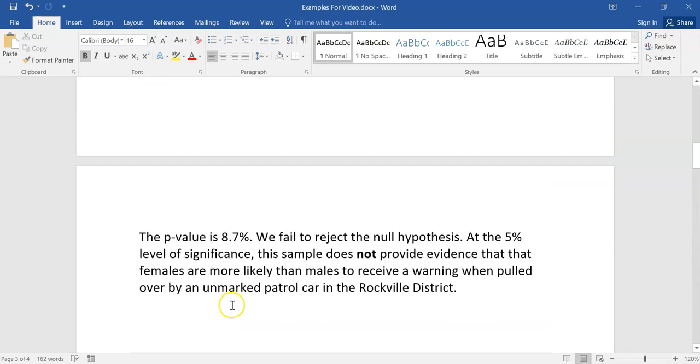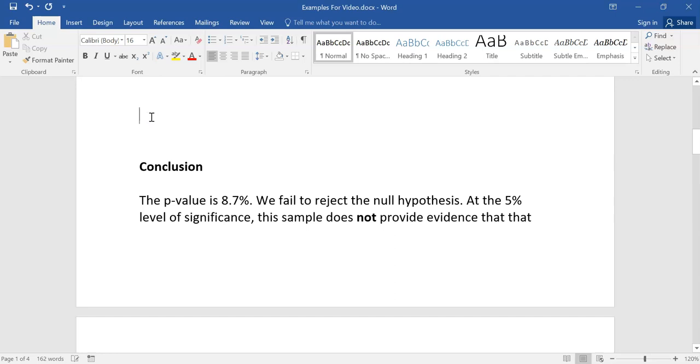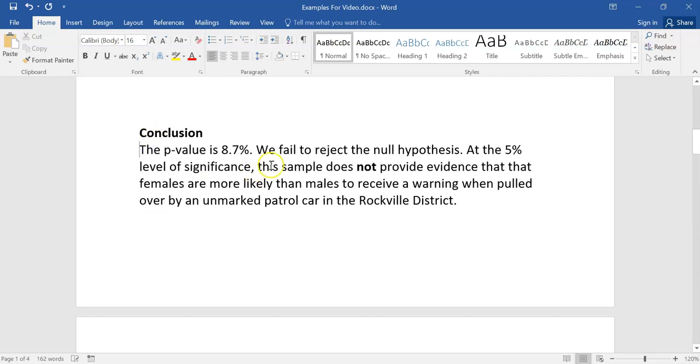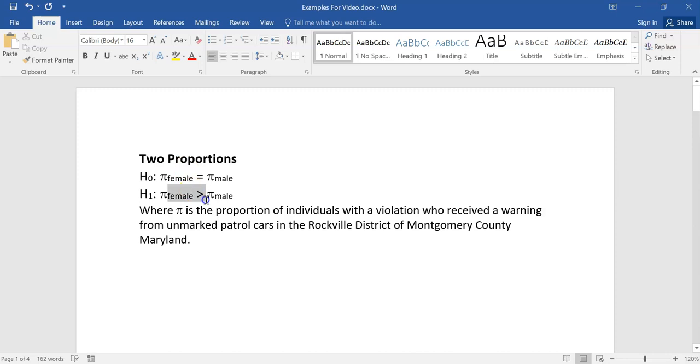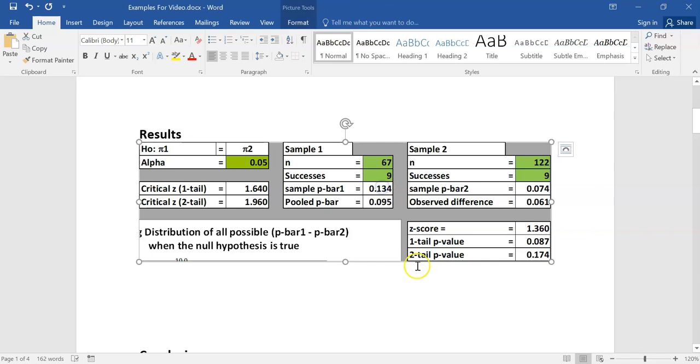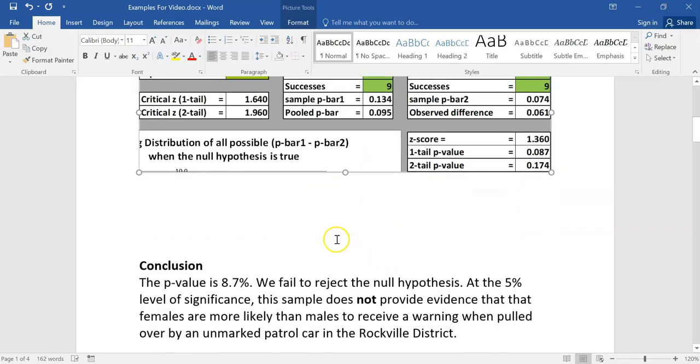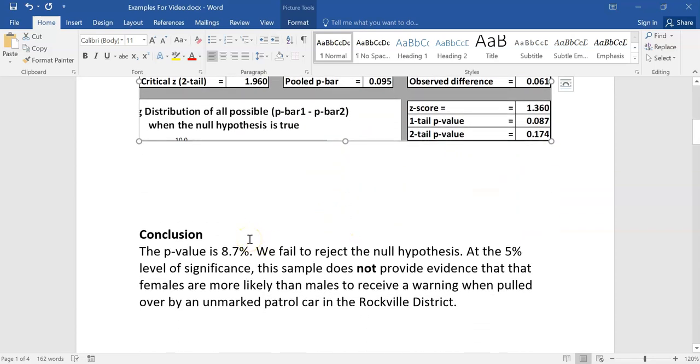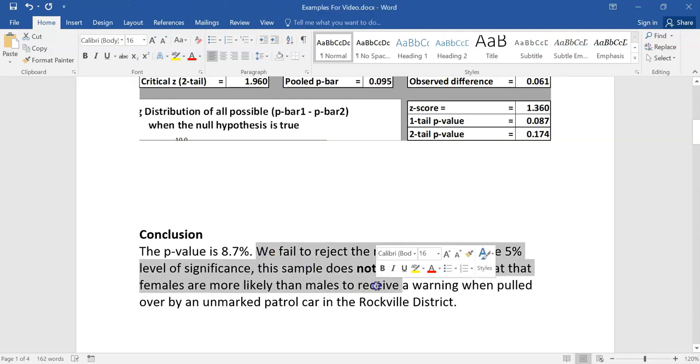And we got two different conclusions. One of these was a fail to reject. We failed to reject a claim that women were more likely to get a warning, although in our sample, the percentage of women getting a warning was 13% versus 7.5% for the men. That wasn't enough to be statistically significant. We said, there's an 8.7% chance that we would randomly get a difference that big or bigger, so we failed to reject the null hypothesis. The question is, are we right?